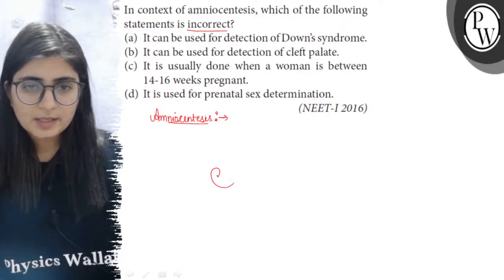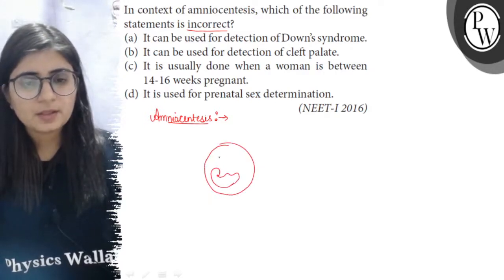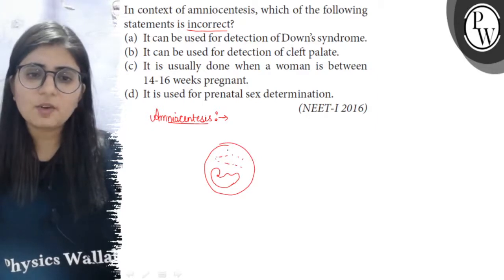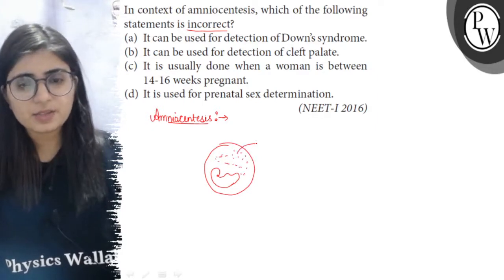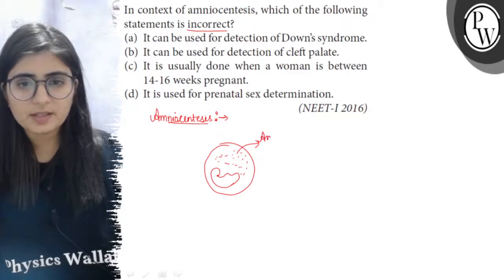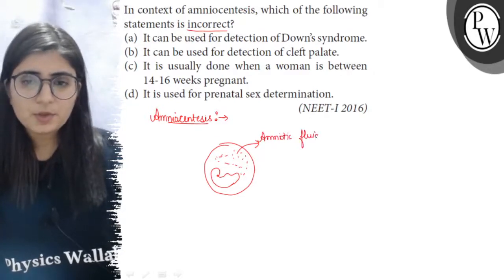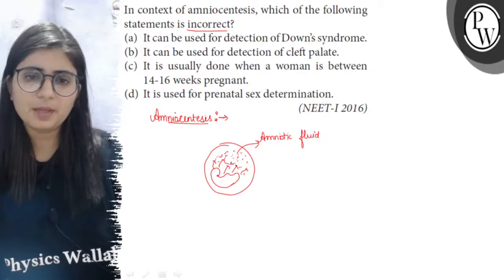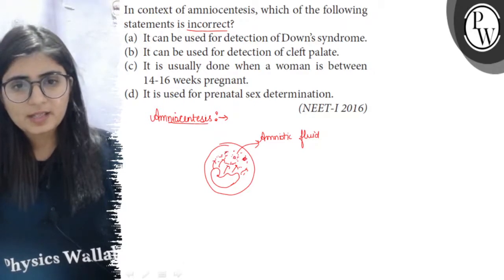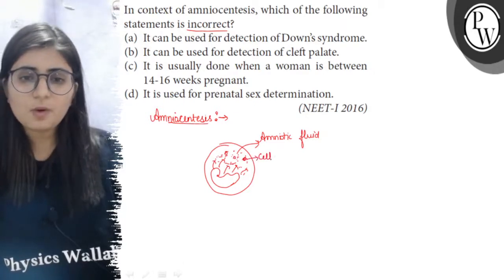The fetus is surrounded by a fluid which protects the fetus and prevents desiccation. So this fluid which is surrounding the fetus is called the amniotic fluid. Now this amniotic fluid has some cells or tissues from the fetal surface, which come into this fluid. So it also has some cells of the fetus.